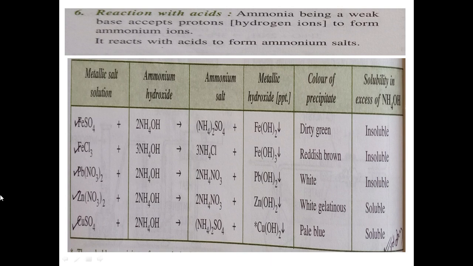Then copper sulfate reacts with ammonium hydroxide to give ammonium sulfate plus copper hydroxide, and again this copper hydroxide is insoluble. It forms a pale blue precipitate. But if you react copper sulfate with excess ammonium hydroxide, you will not see this precipitate. It will be soluble. All these things we have already done in chapter 4.